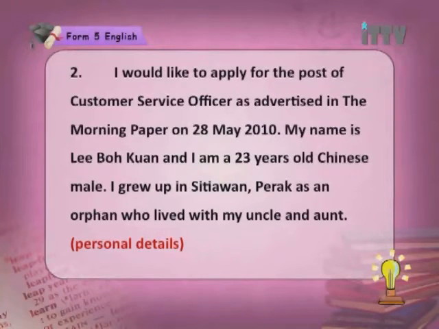Now we go into the next paragraph. I would like to apply for the post of Customer Service Officer as advertised in the morning paper on the 28th May 2010. My name is Lee Bo Kwan and I am a 23 years old Chinese male. I grew up in Setiawan, Perak as an orphan who lived with my uncle and aunt.